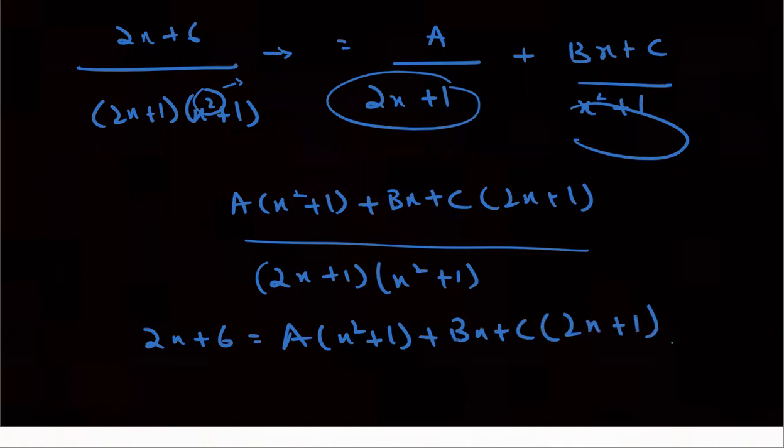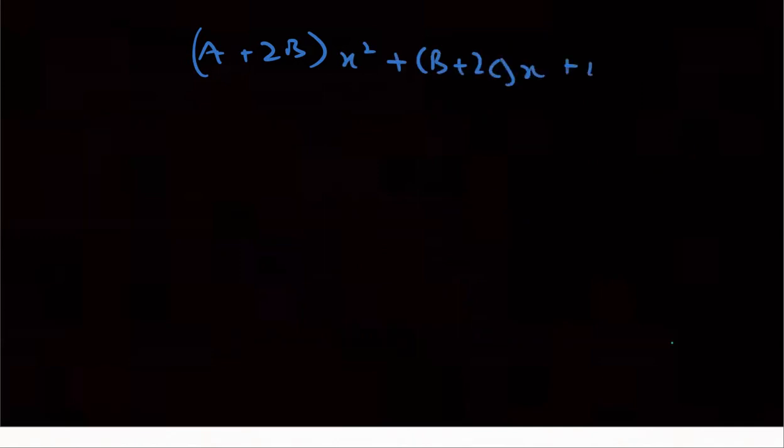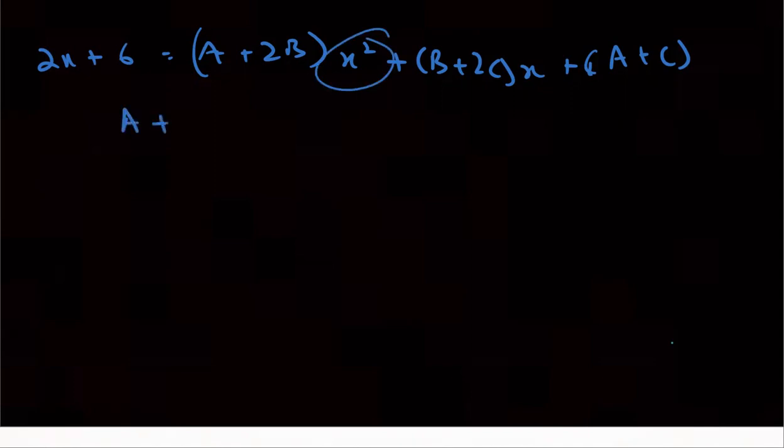Now we can equate them. Further, it can be written as a plus 2b, simplifying them further, x square plus b plus 2c x plus a plus c is equals to 2x plus 6. Since there is no coefficient of x square over here, we can equate it directly. We can say a plus 2b is equals to 0. So a is equals to minus 2b.